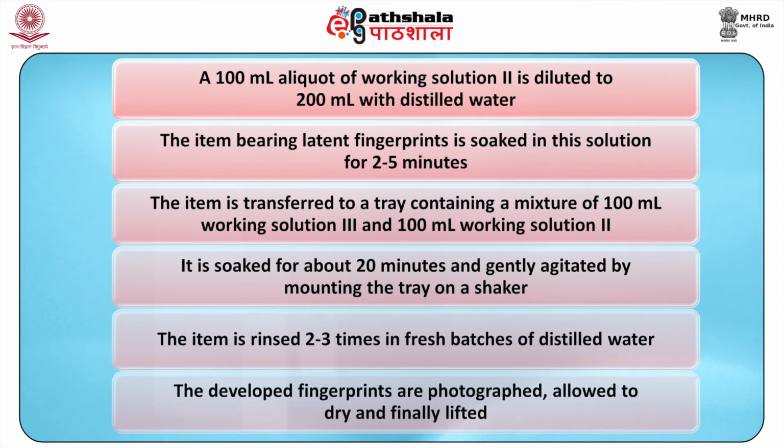To it, a 100 ml aliquot of working solution 2 is diluted to 200 ml with distilled water, and the item bearing latent fingerprints is soaked in this solution for 2 to 5 minutes. Then the item is transferred to a tray containing a mixture of 100 ml working solution 3 and 100 ml working solution 2. It is soaked for about 20 minutes and gently agitated by mounting the tray on a shaker. Finally, the item is rinsed 2 to 3 times in fresh batches of distilled water. The developed fingerprints are photographed, allowed to dry, and finally lifted.